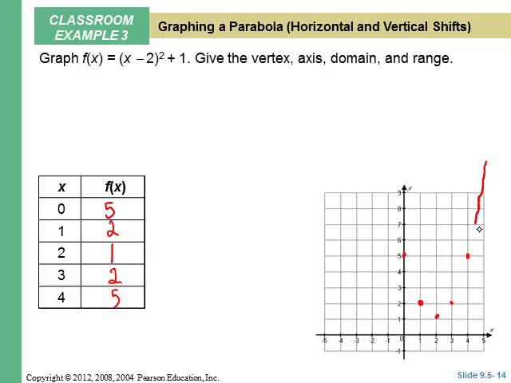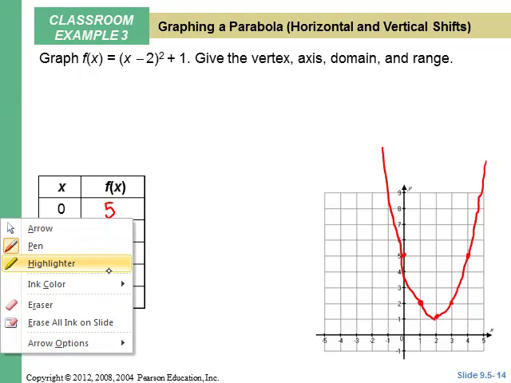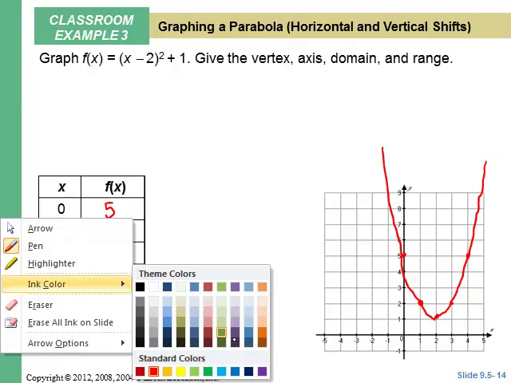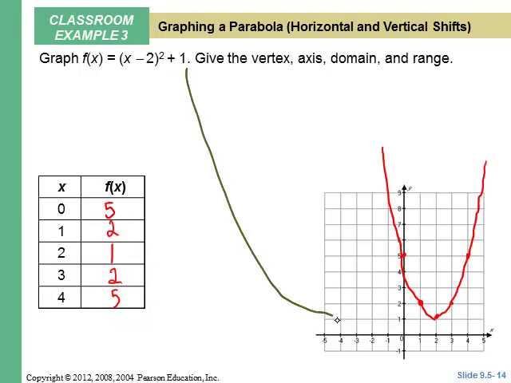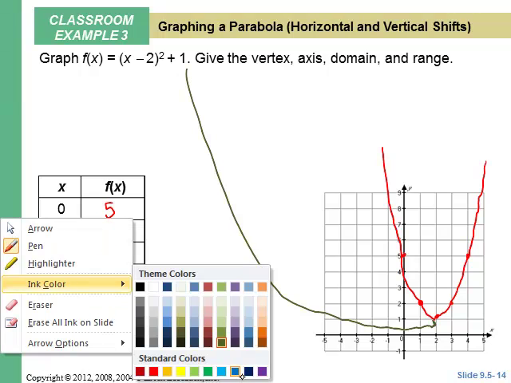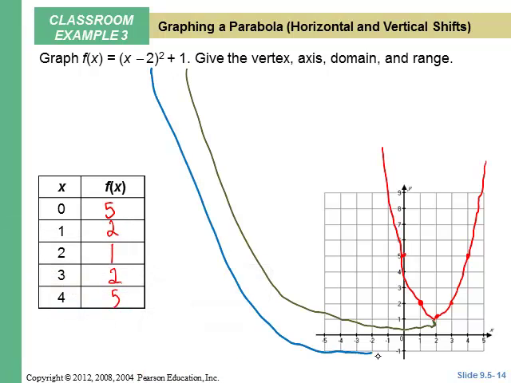So you see the graph looks like this, and that's because, I'm going to change colors, this shifts it up 1, and this shifts the axis back to 1, 2, or shifts the graph forward 2.